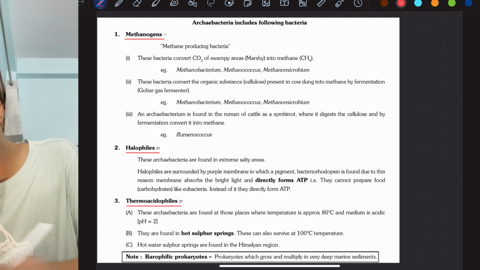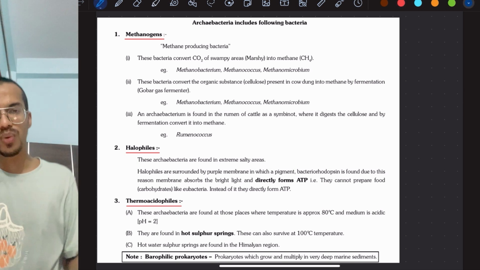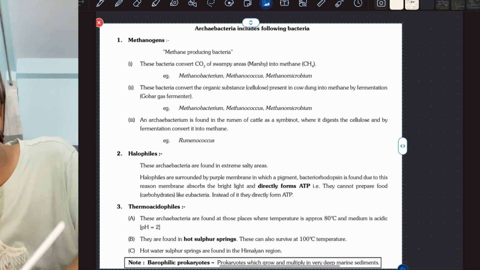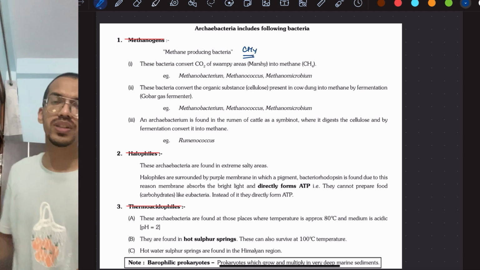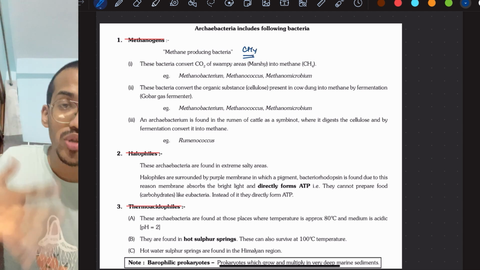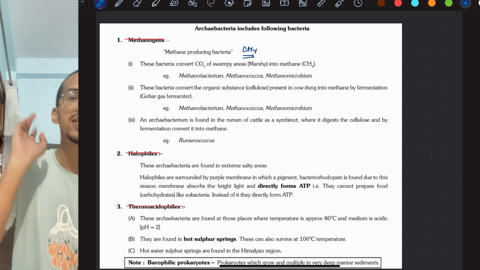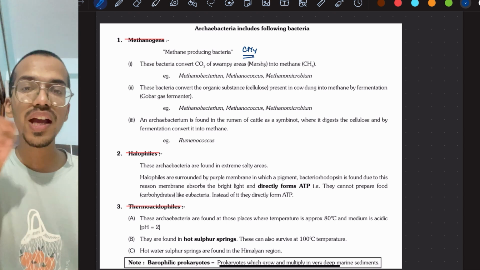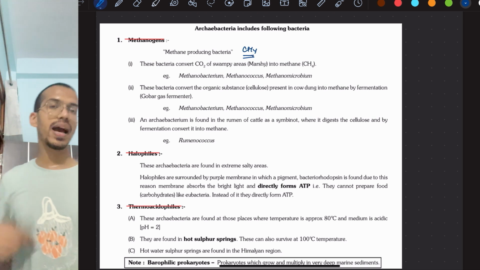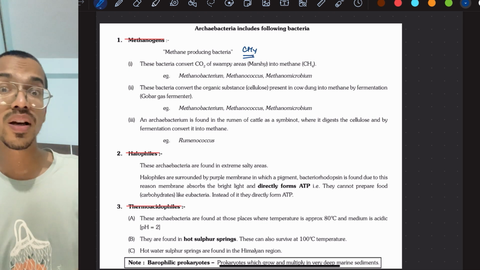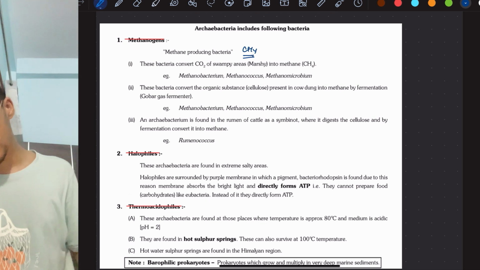Methanogens are the methane-producing ones. What is methane? Methane is CH4. When I say CH4 producing, who is producing? When we fart, methane is present there. Especially a high amount of methane is released by cattle and others, which is an inflammable gas. So we use it for cooking also, for biogas production.